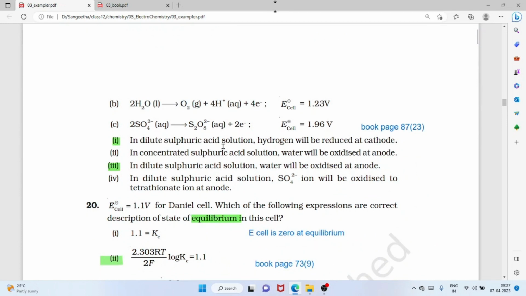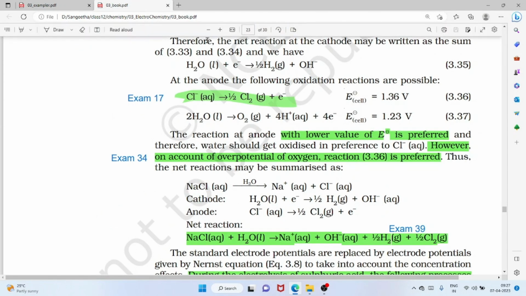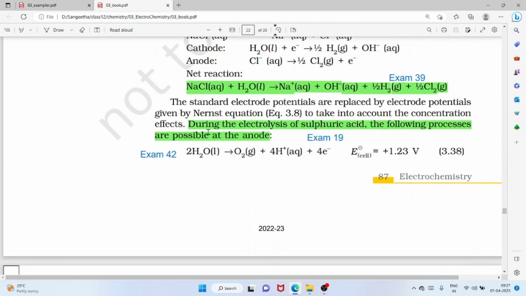In dilute sulfuric acid, hydrogen will be reduced at the cathode. In dilute sulfuric acid solution, water will be oxidized at the anode. During the electrolysis, the following reaction takes place. This is the one.